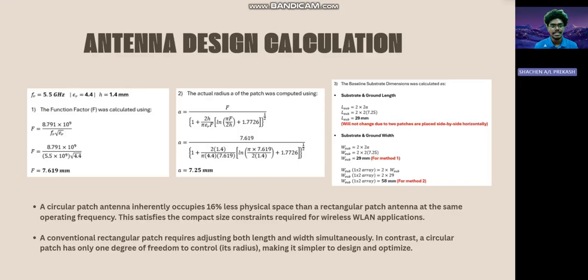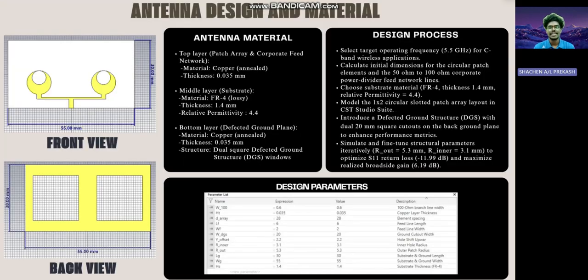A circular patch antenna inherently occupies 16% less physical space than a regular patch antenna at the same operating frequency. This satisfies the compact size constraints required for wireless application. A conventional rectangular patch requires adjusting both length and width simultaneously. In contrast, a circular patch has only one degree of freedom to control, its radius, making it simple to design and optimize.